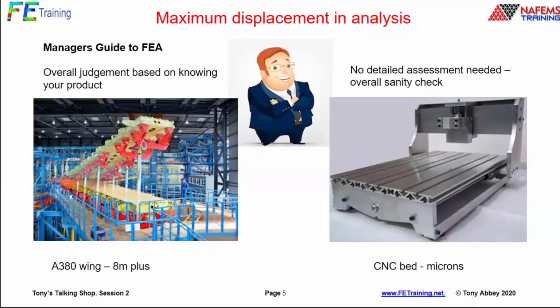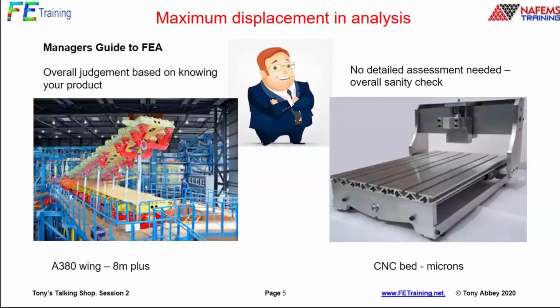So if I see microns coming out of the A380 wing analysis, something very wrong has gone on. And if I see something like millimeters or inches or even bigger than that coming out of the CNC bed analysis, something very wrong has gone on. So I teach this guy to ask at the design review, or the analysis review, excuse me, what's the maximum deflection you see in your model? And that's all he wants to know because I've taught him that that's a critical value based on the kind of industry you're in.